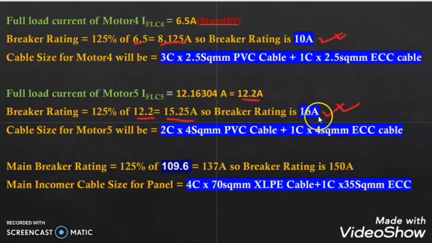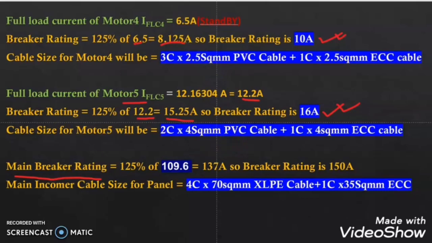So we will select a 16 ampere breaker for motor 5. So far we have discussed the outgoing breaker rating for each motor. Now let us focus on calculating the main breaker rating, which is feeding this whole group of motors.